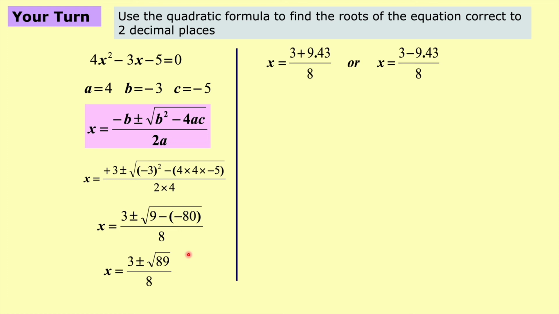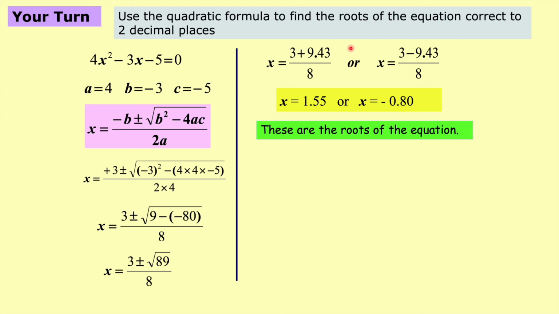So you should have 3 plus the square root of 89 over 8, or 3 subtract the square root of 89 over 8. I've just done the square root of 89 here, but you don't have to do it at that stage. You can just type that straight in your calculator. You should have x is equal to 1.55 or x is equal to negative 0.8. And these are the roots of the equation.